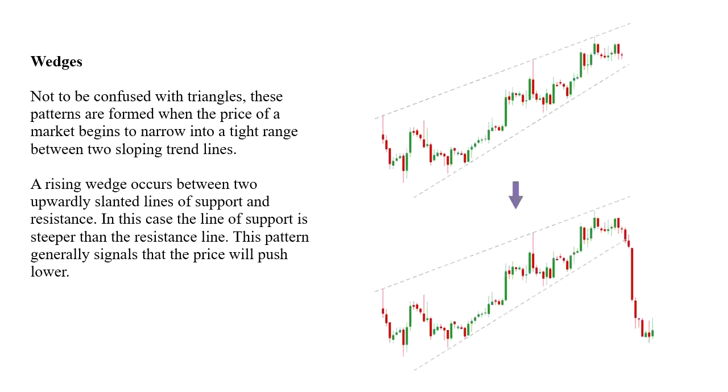Wedges. Not to be confused with triangles, these patterns are formed when the price of a market begins to narrow into a tight range between two sloping trend lines. A rising wedge occurs between two upwardly slanted lines of support and resistance. In this case, the line of support is steeper than the resistance line. This pattern generally signals that the price will push lower.